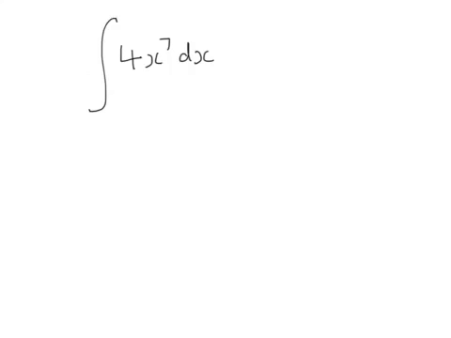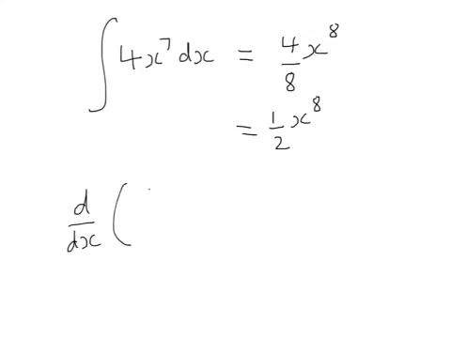So here's another example. Let's integrate 4x to the power 7 with respect to x. Remember, the power increases by 1, and then you divide by that increased power, so it's 4/8 x to the power 8, which is obviously a half x to the power 8. That's because if we differentiate 1/2 x to the power 8, we get 8 halves, which is 4x to the power 7.